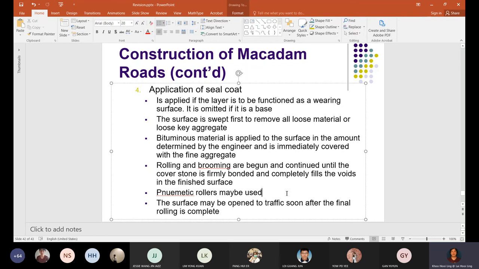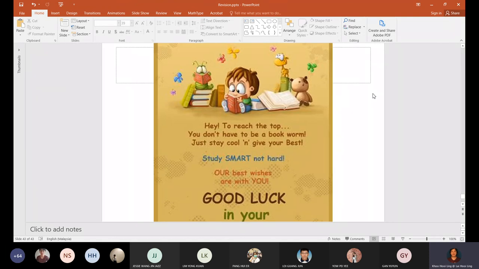I believe that's all for our revision today. Good luck in your final assessment. Maybe I talk a little bit about the final assessment. There will be two questions, total 40 marks, each question 20 marks. No choice, you have to answer both questions. You cannot choose.